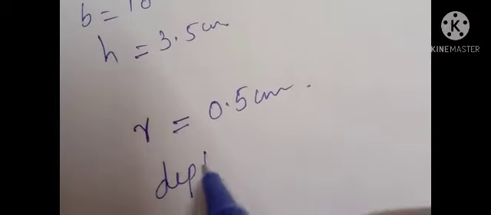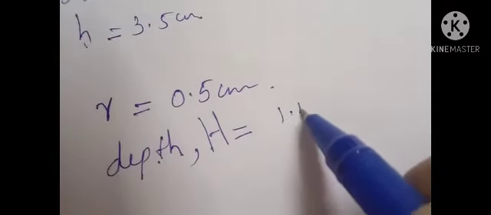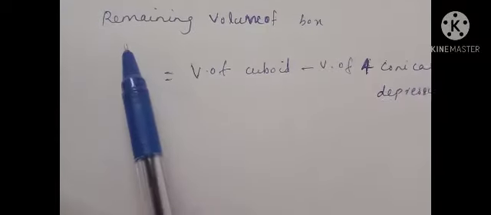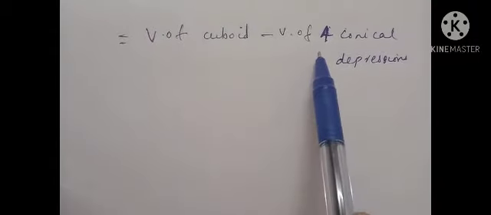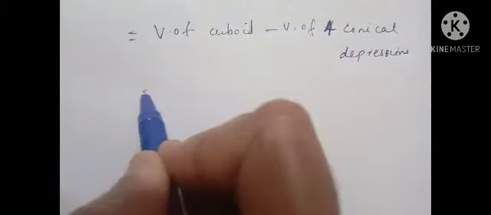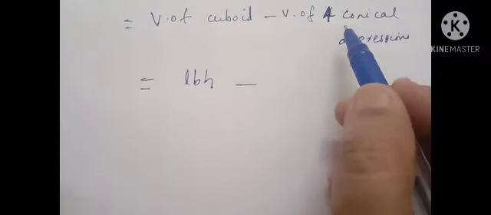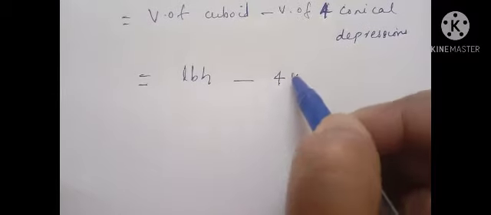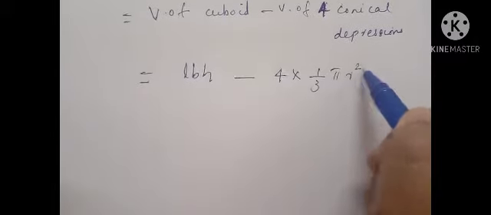Depth means here what? Height. Depth is equal to height. Here one of the heights we took as small h, so the depth or height of this conical depression we can mention by capital H, that is equal to 1.4 centimeter. Okay, here the remaining volume of the box equals volume of cuboid minus volume of 4 conical depressions. That is equal to volume of cuboid is LBH minus volume of 4 conical depressions, means 4 into volume of a cone. What is the volume of a cone? 1 by 3 pi r square h.